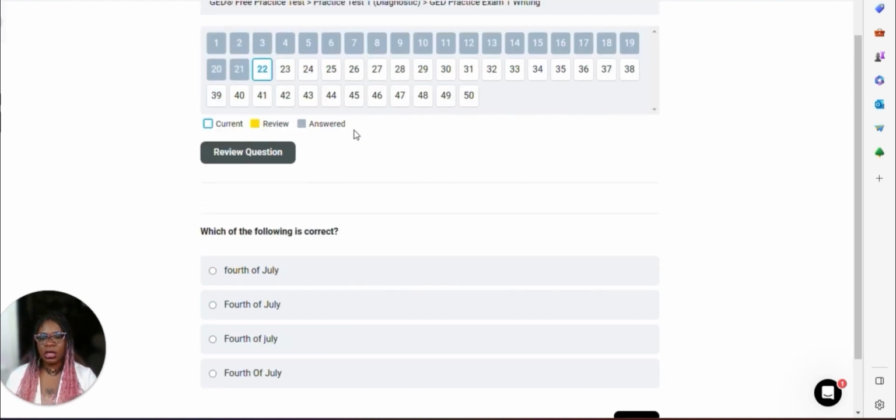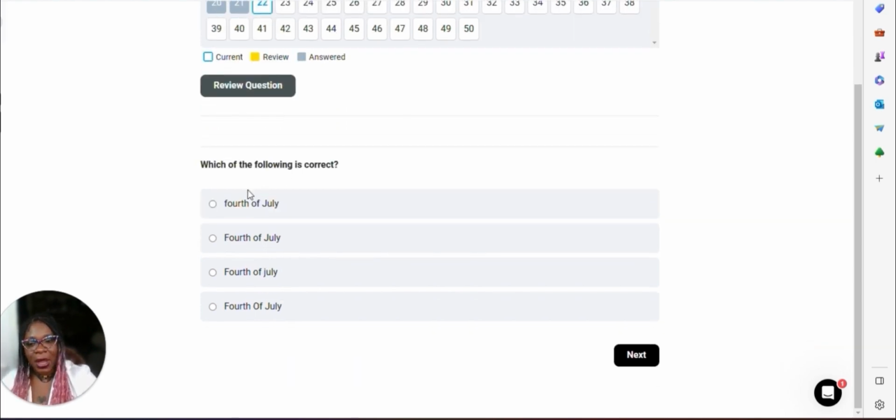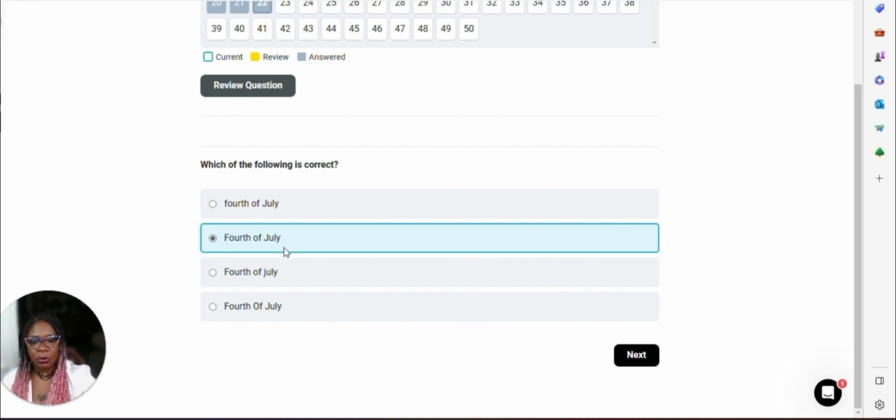All right, question number 22. We're moving right along, right? Which of the following is correct? Is it the 4th of July? Is it the 4th of July with a capital F? Is it the 4th of July with a capital F and a lowercase j? Or is it the 4th of July with a capital F, O, and J? The answer is going to be 4th of July with a capital F and a capital J.